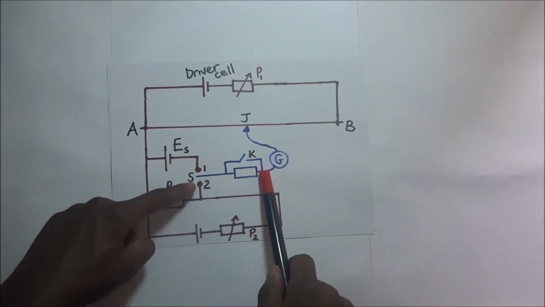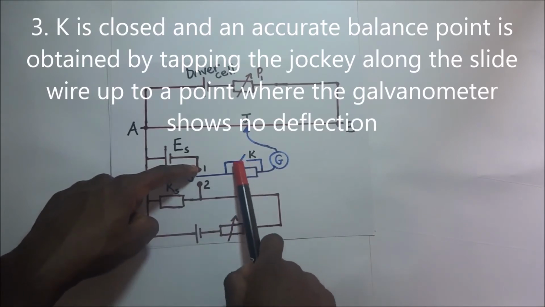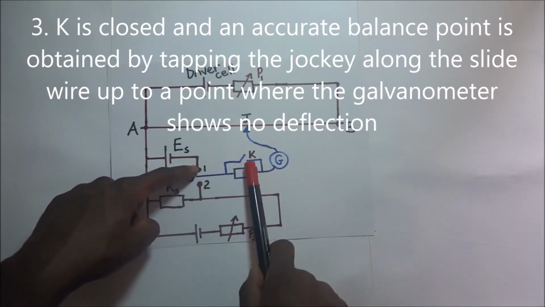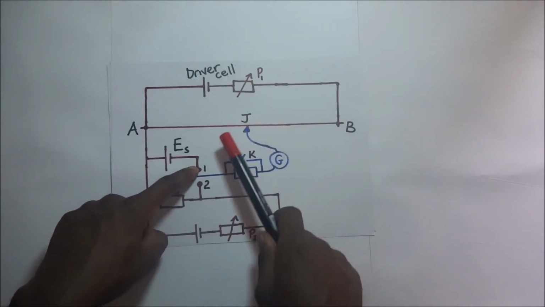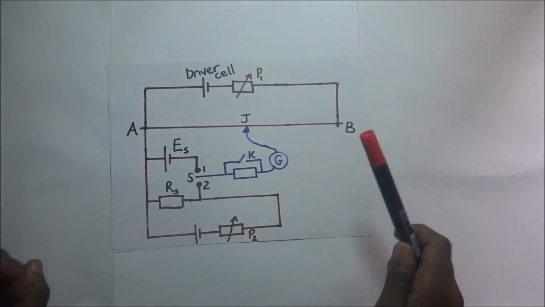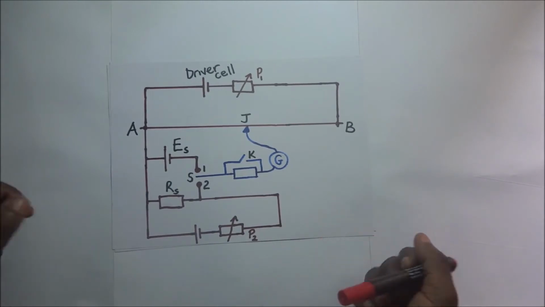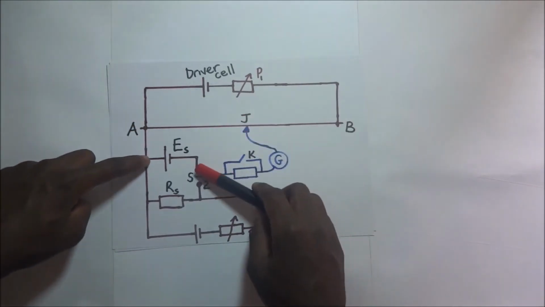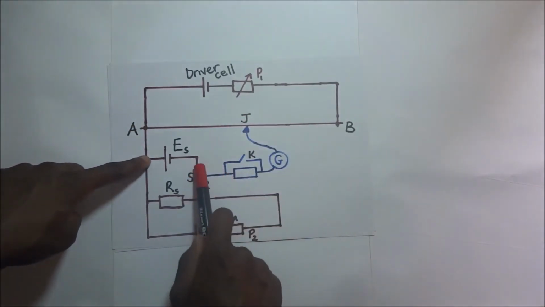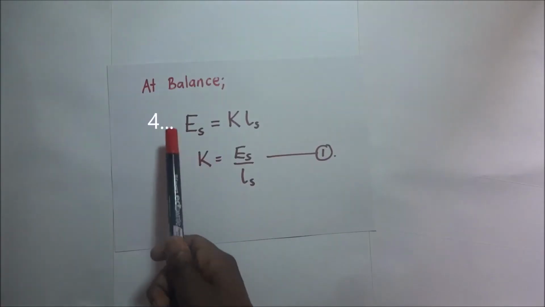After that, we close K. When we close K, it means that we've bypassed this protective resistor by closing switch K. And then we go ahead and find the accurate balance point. And when we get the accurate balance point, we go ahead and find the corresponding accurate balance length. And of course, we know that at balance, the potential difference across the balance length is equal to the potential difference across, in this case, since S is connected to 1, ES. And this will be it.